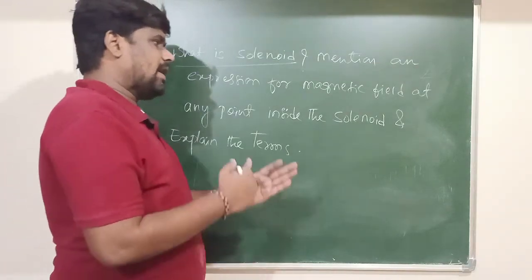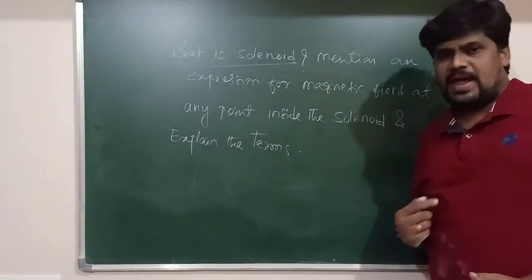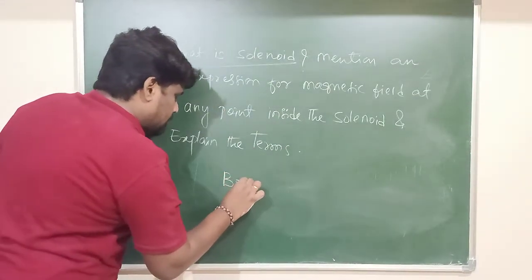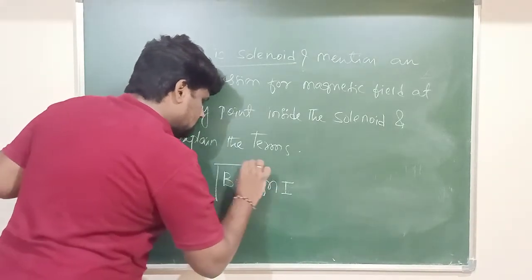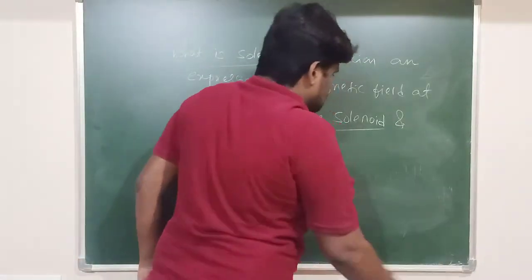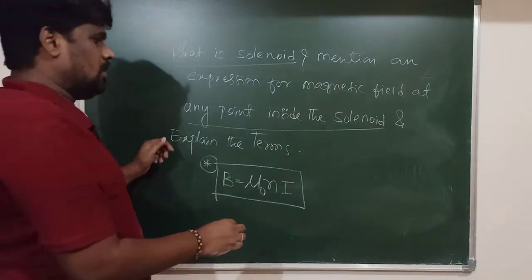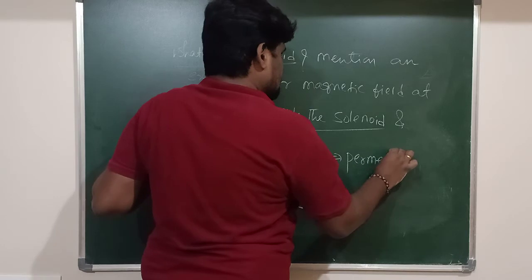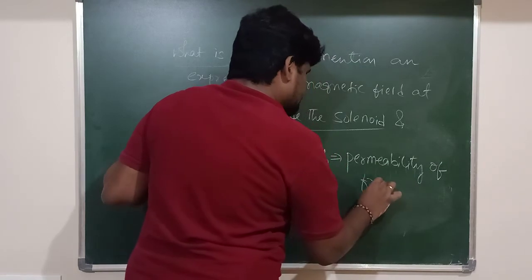Very interestingly, the magnetic field at any point inside the solenoid is constant. It is given by the formula B equals μ0 n I. The expression for the magnetic field at any point inside the solenoid is given by μ0 n I here. What is μ0? μ0 is called the permeability of free space.